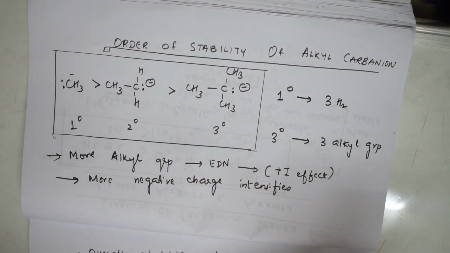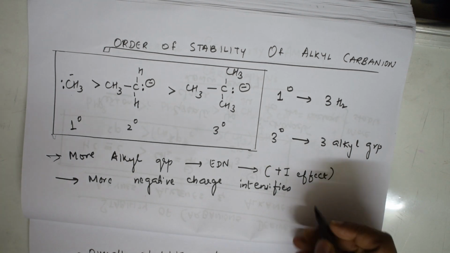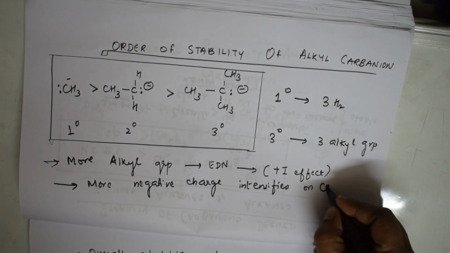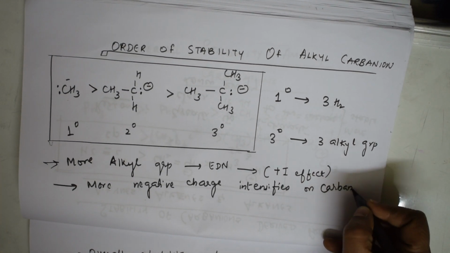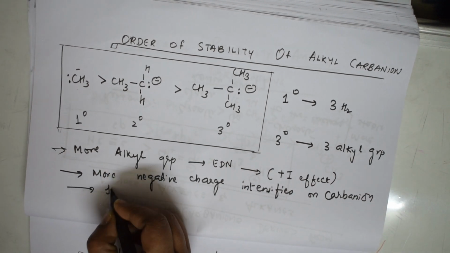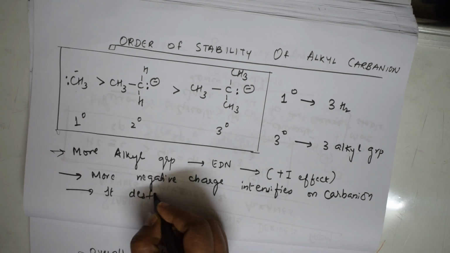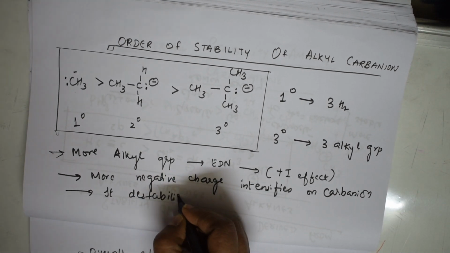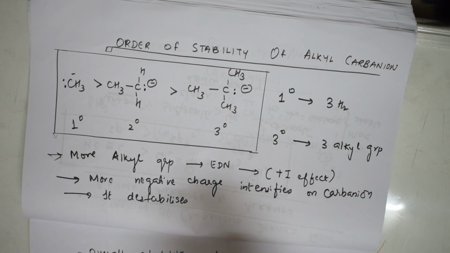On this carbon, the electron density intensifies on the carbanion. Because of this, it destabilizes. That's why tertiary is unstable. It's not stable compared to primary.